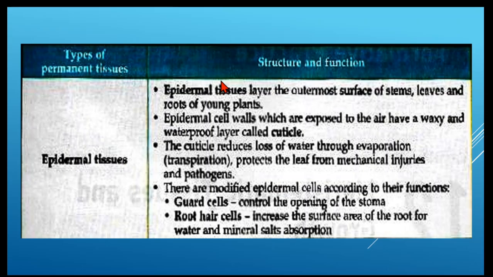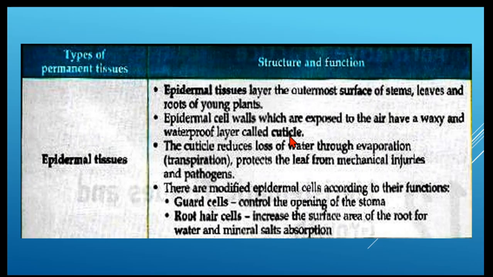Epidermal tissue is the tissue layer at the outmost surface of stem, leaves, and roots. Okay, dia adalah bahagian lapisan paling atas. Okay, epidermal cell wall that exposed to the air have a waxy and waterproof layer called cuticle. Okay, so yang exposed to the air, dia ada cuticle lah.